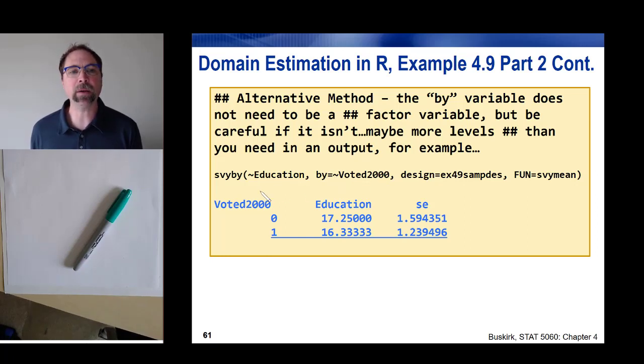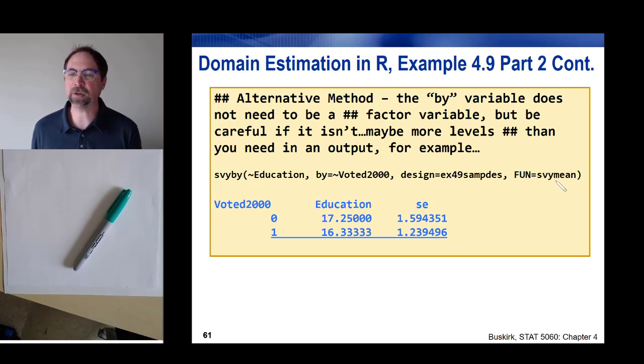So in this case, the way I would read this command is I want to create estimates of the education variable. This is my outcome variable that I care about, by this domain variable, according to this design object, and the estimate that I want is the mean. I don't want a total, I want a mean. So in this case, you need to specify the function.